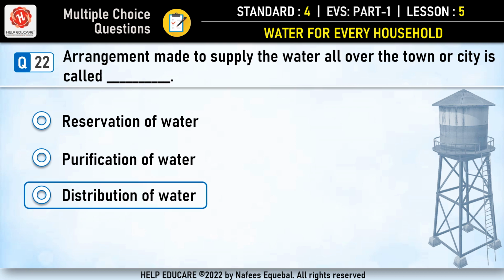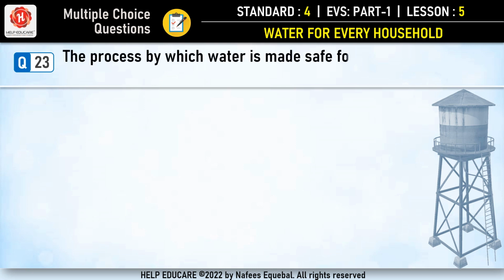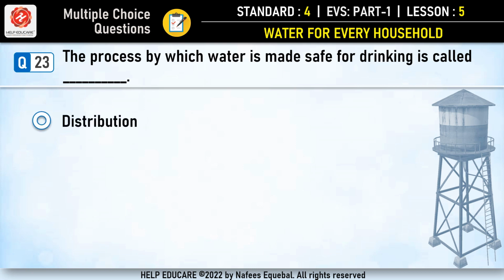Correct answer is distribution of water. Question number 23. The process by which water is made safe for drinking is called dash. First option, distribution. Second option, purification. Third option, reservation.